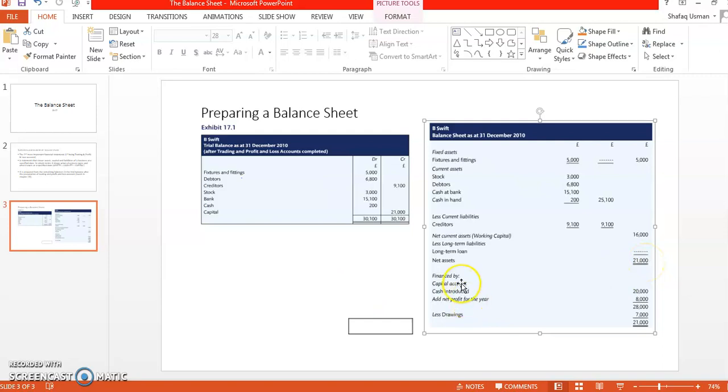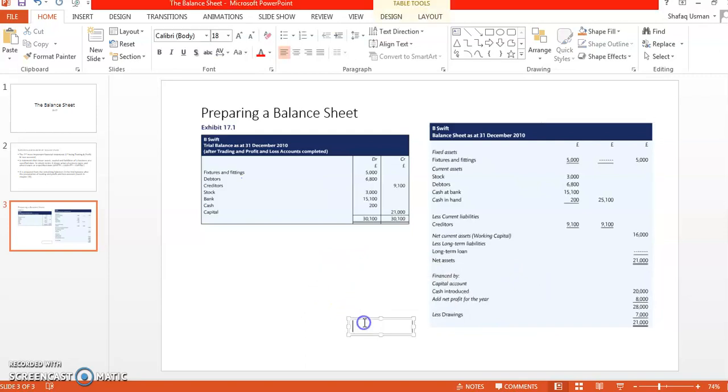Okay. Now let's talk about our liability section. Do we have any long-term liabilities? No. No loans, nothing. So this is it. Our asset side is complete. There was only one liability which we took care of here by subtracting it from the assets, 21,000. Now, if you have already done assets minus liabilities, then the remaining answer should be your capital.